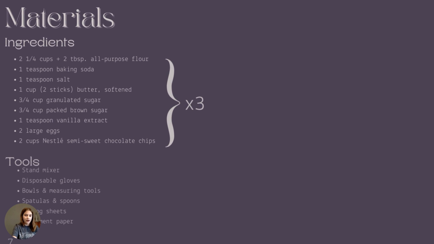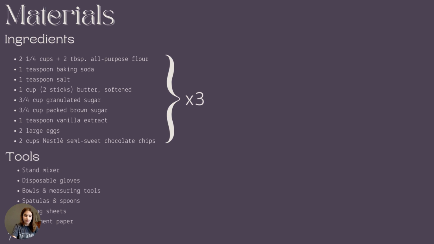So I made the Nestle Toll House chocolate chip cookie recipe for my experiment, and you can see these are just the ingredients that I needed for that, and I made 3 batches, so you can see it's all times 3. And then the tools that I used were just basic kitchen tools like a stand mixer, gloves, measuring tools, spatulas, spoons, etc.